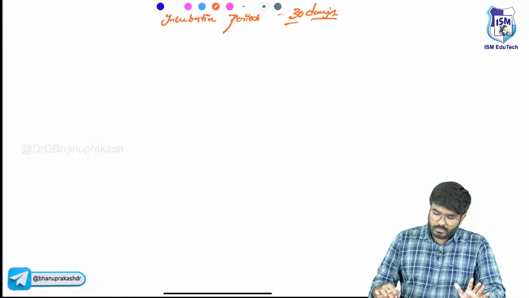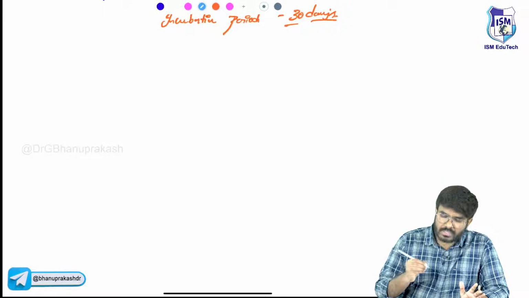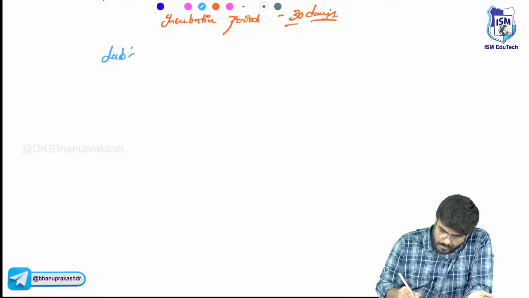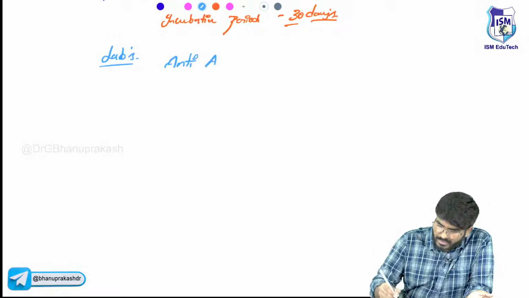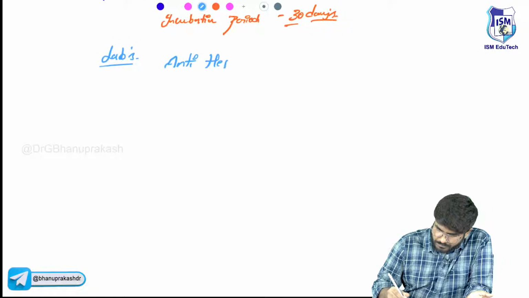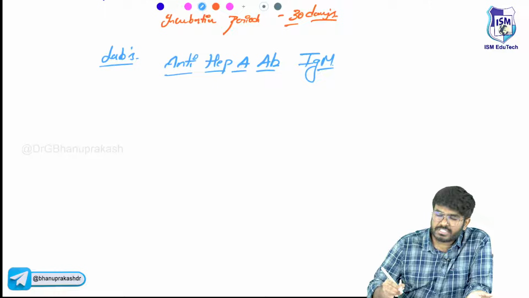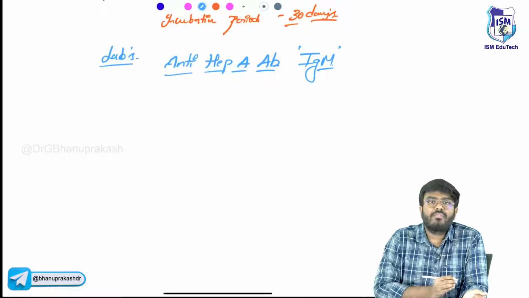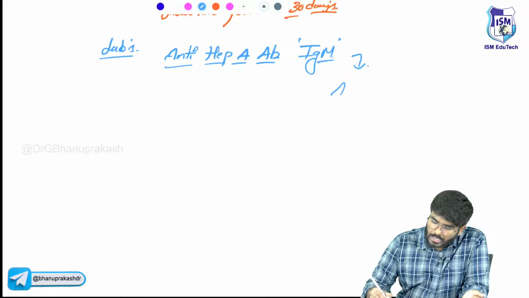So how to know whether the patient is having hepatitis A or not? In the labs, what you will see is anti-hepatitis A antibodies of IgM. If you see this IgM variety of anti-hepatitis A antibodies, you can say right now this person is having an acute infection.